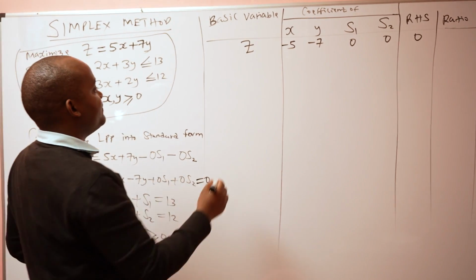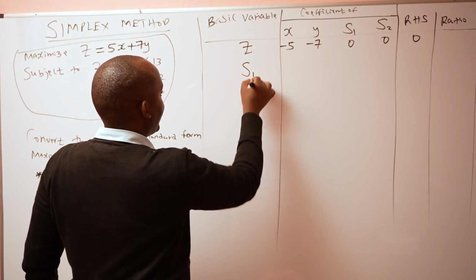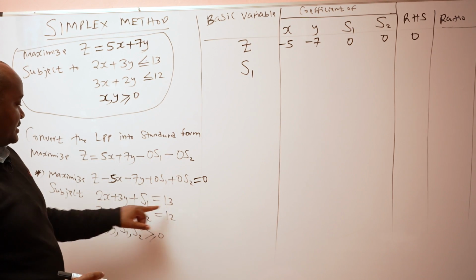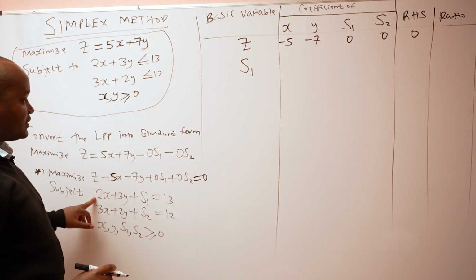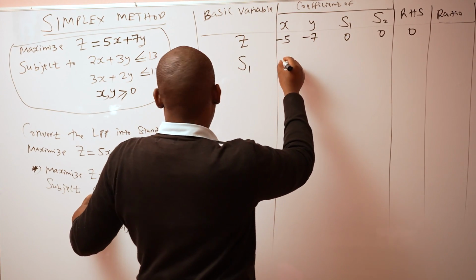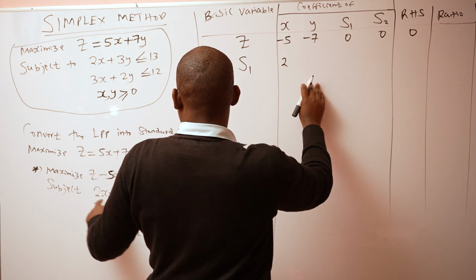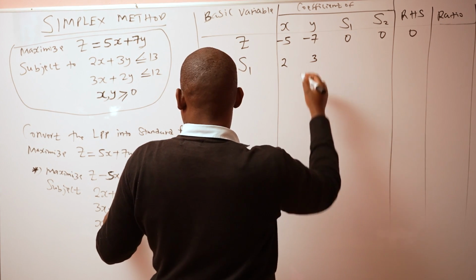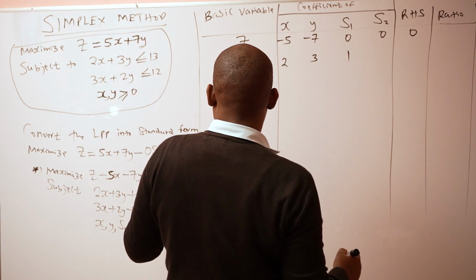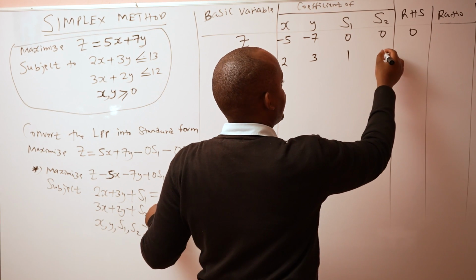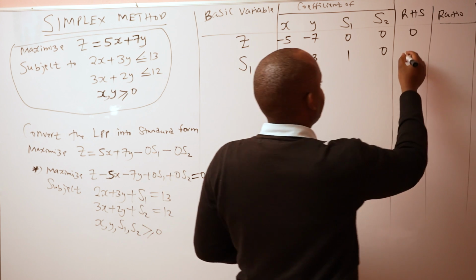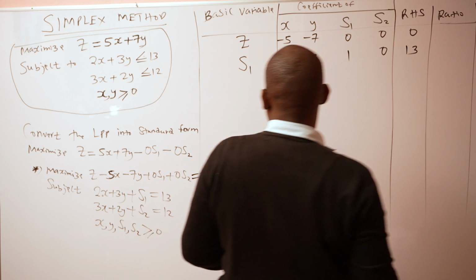So the next basic variable is now our s1. And s1 corresponds to this particular equation here, which is the first constraint. In this case, we have the coefficient of x being 2, the coefficient of y being 3, the coefficient of s1 being 1, and the coefficient of s2, there is no s2 in the first equation, so you put a 0, and the right hand side is 13.